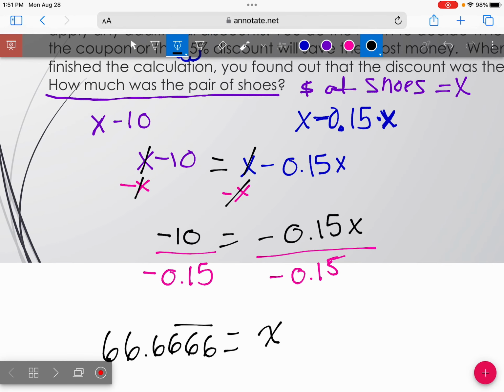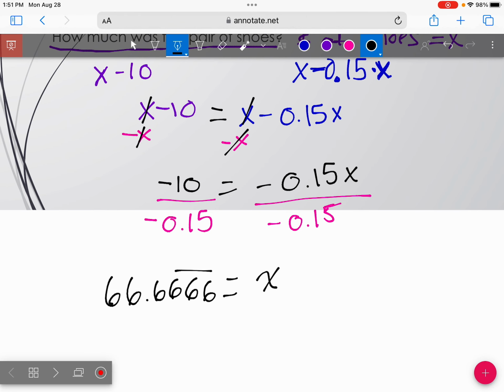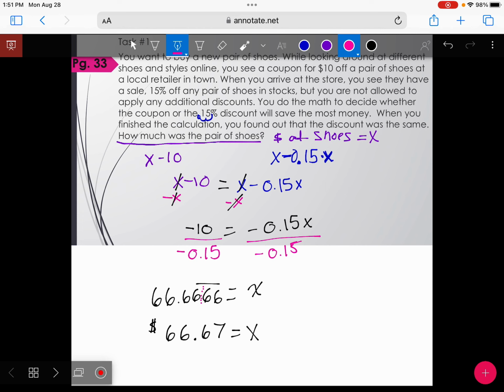So, context-wise, what does this mean? 66 what? We're at $66. So what is the cost going to be? How am I going to round this off? 66 point what? Careful. 67. Because money has 2 decimal places. This number is bigger than 5, so we round this one up. So it's going to cost $66.67. There we go.